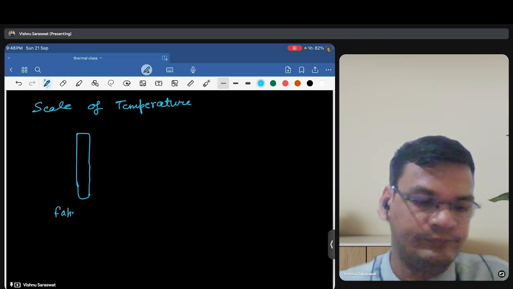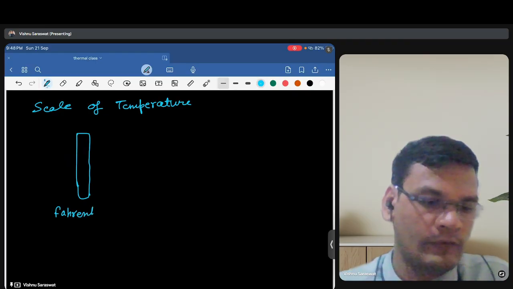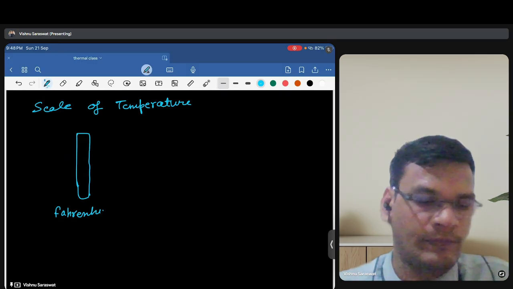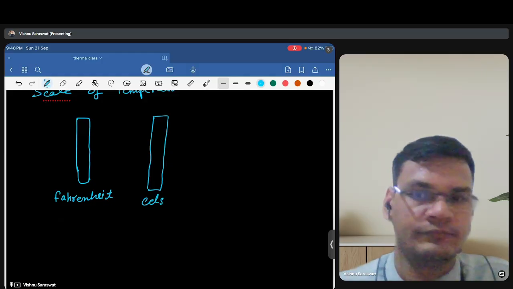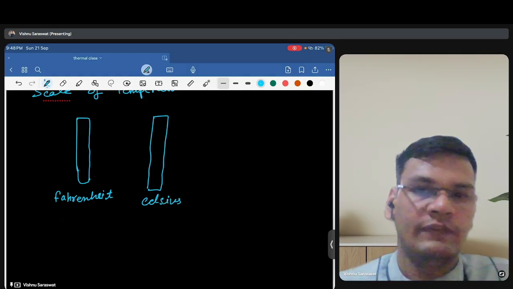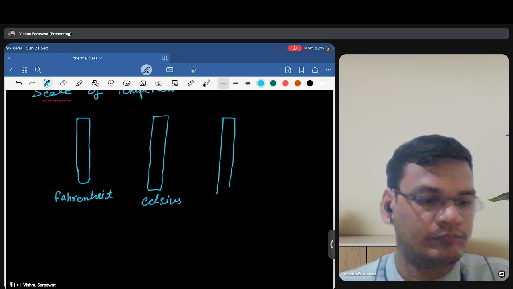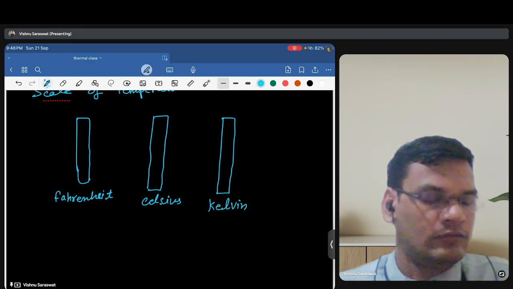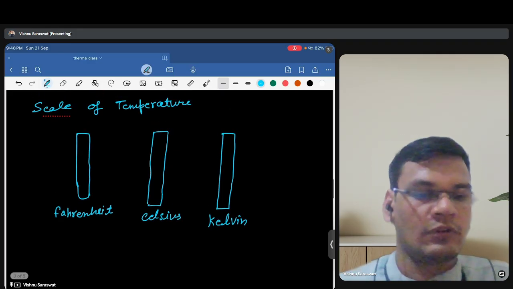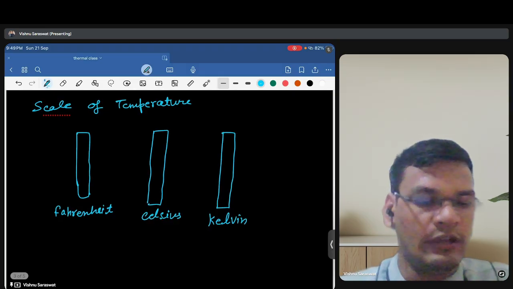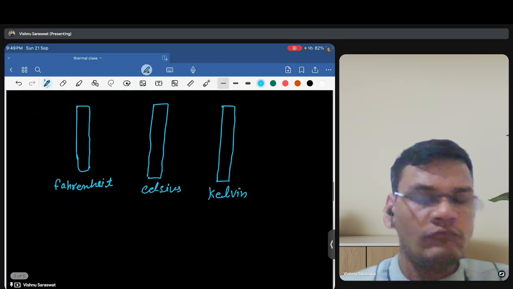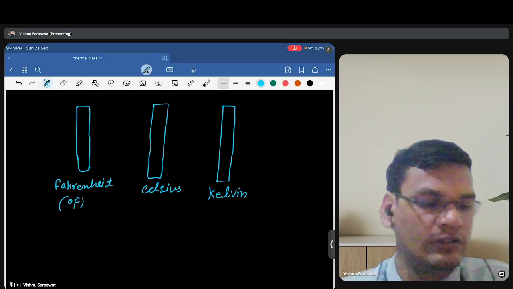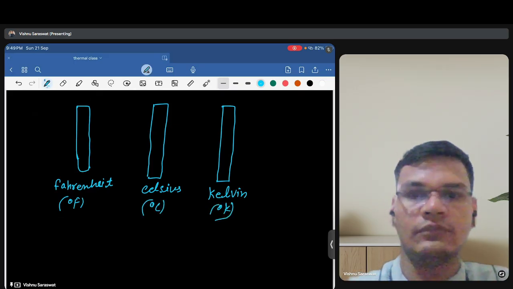Fahrenheit. The second one is Celsius, and the third one is Kelvin. So these are the three basic scales of temperature we generally use in daily life. So the temperature is in degree Fahrenheit, degree Celsius, and degree Kelvin. Okay.